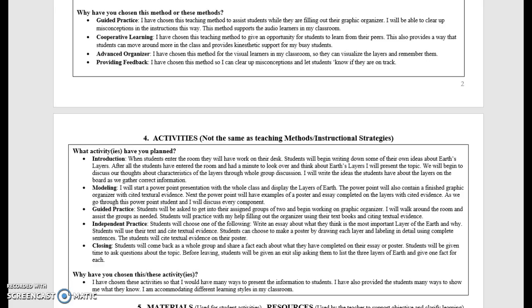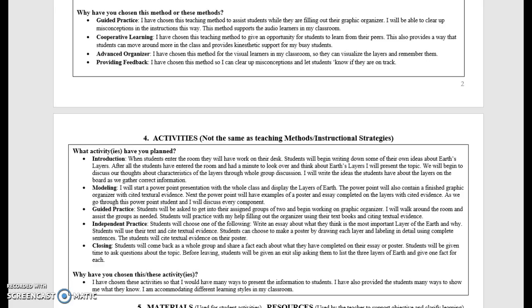Guided practice. Students will be asked to get into their assigned groups of 2 and begin working on their graphic organizers. I will walk around the room and assist the groups as needed. Students will practice with my help filling out the organizer using their textbooks and citing textual evidence.